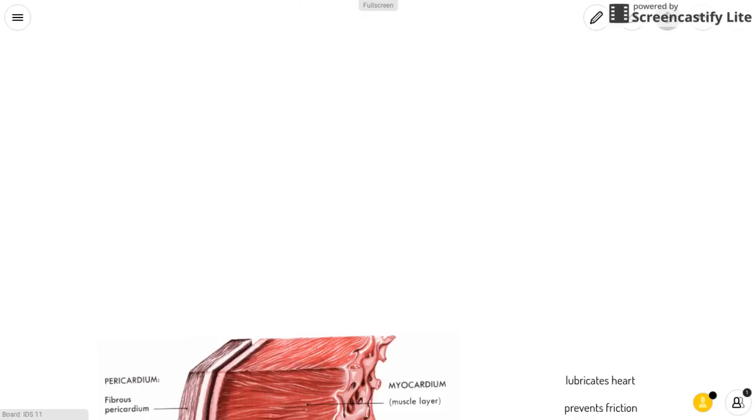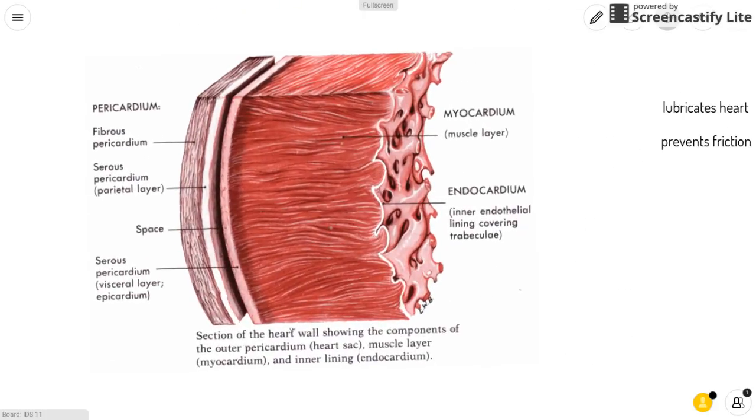So the heart is surrounded by the pericardium, which is kind of like a protective covering made of a serous membrane that produces a serous fluid. It lubricates the heart and prevents friction between the beating heart and other organs. It holds the heart in position and it maintains hollow space for the heart to expand into when it's full.